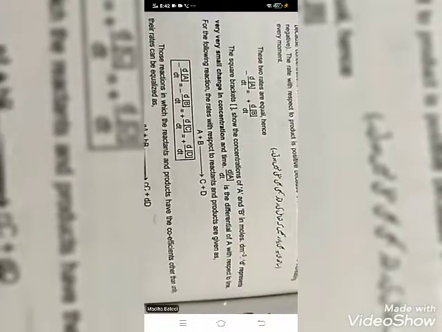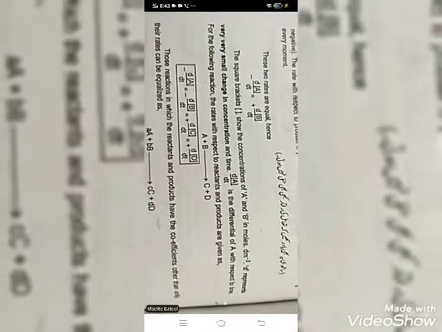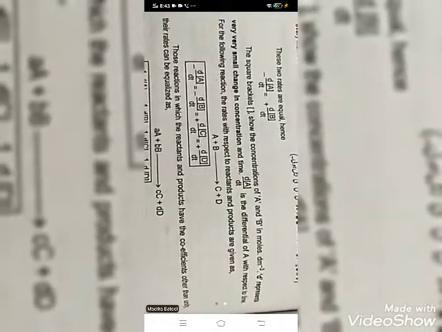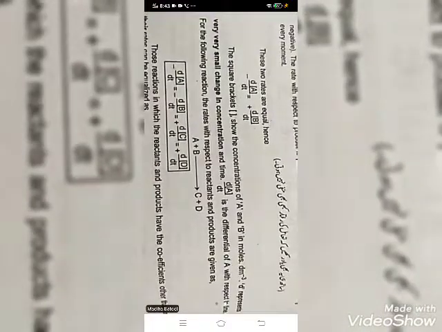Just like for the following reaction, the rate with respect to the reactants and products: A and B are reactants, C and D are products. A and B are decreasing, C and D are increasing. Here we have one reactant, and in this section we have two reactants and two products. Those reactions in which reactants and products have coefficients other than unity, their rates can be equalized. Just like the components in a balanced chemical equation, it may be 3, 2, 1 for balancing the equation. Then the exponents are divided by the coefficients to equalize the rate.